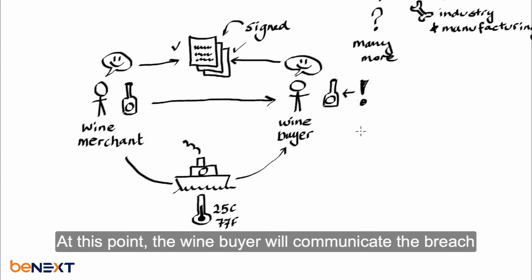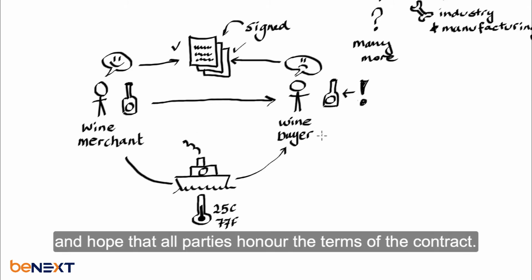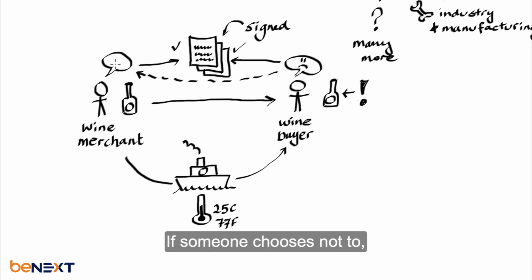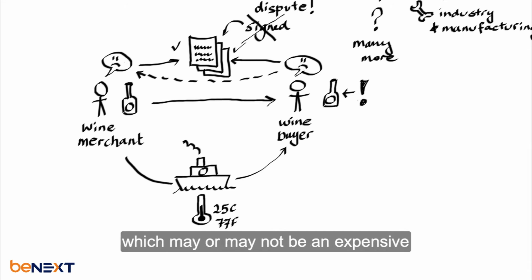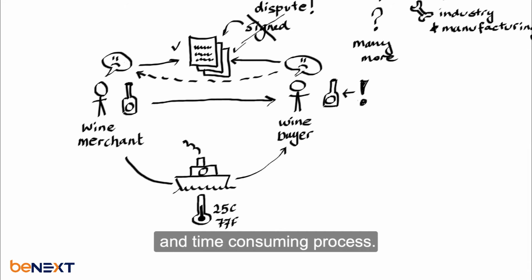At this point, the wine buyer will communicate the breach in the agreement to the wine merchant and hope that all parties honor the terms of the contract. If someone chooses not to, then a dispute arises and the usual dispute resolution process begins, which may or may not be an expensive and time-consuming process.